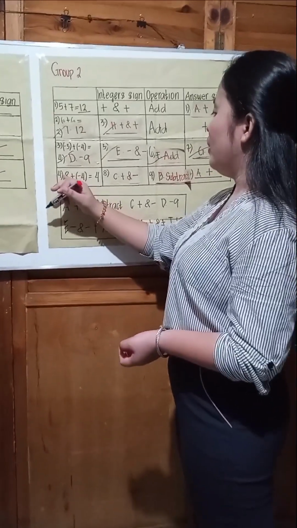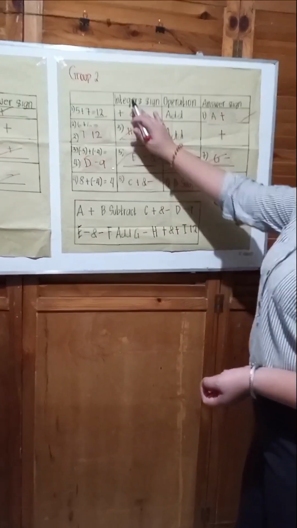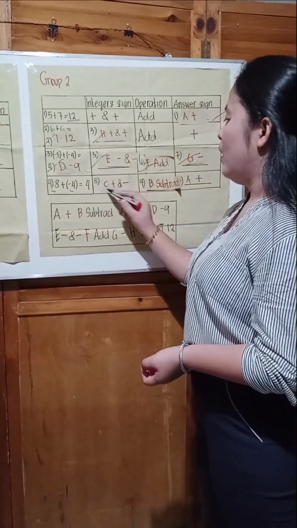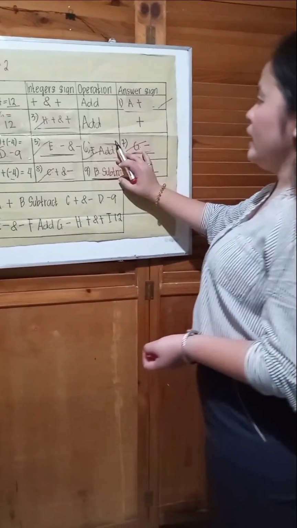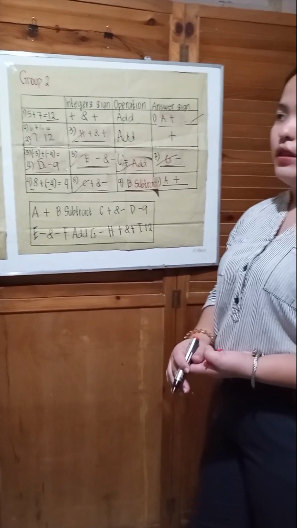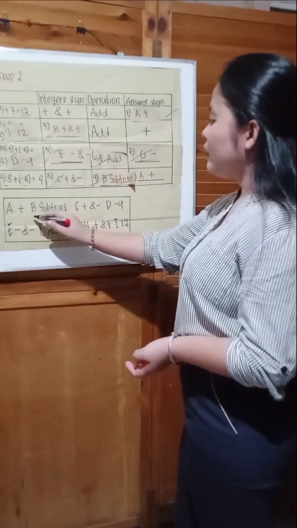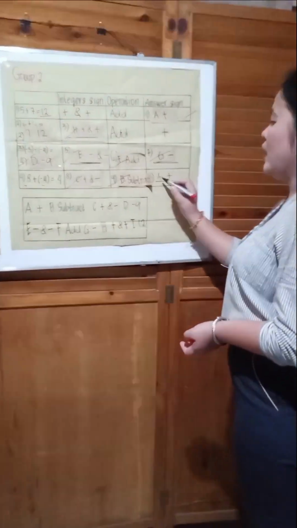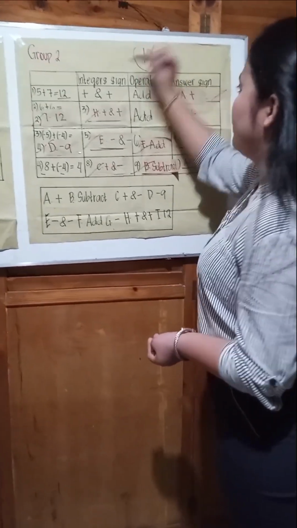Then number 4, the given is 8 plus negative 4 is equal to 4. Then here, hinahanap dito is integer sign, which is the positive and negative. Okay, letter C, positive and negative, check. Then the operation here is, since they are not the same sign, we are going to subtract the two integers. So, subtraction or subtract, tama, letter B. And answer sign is positive 4, which is letter A, positive. Then the group 2 also got perfect score.